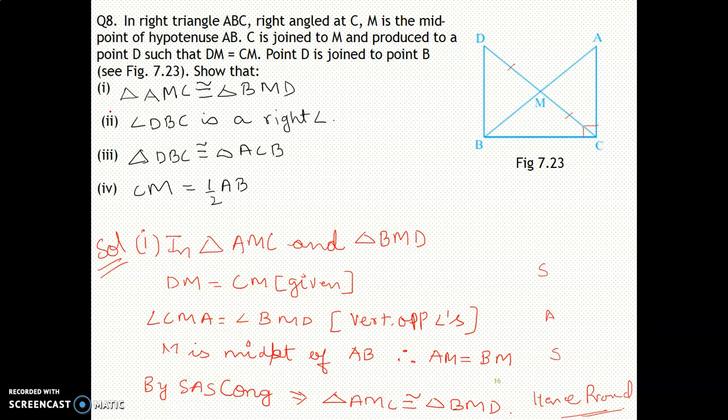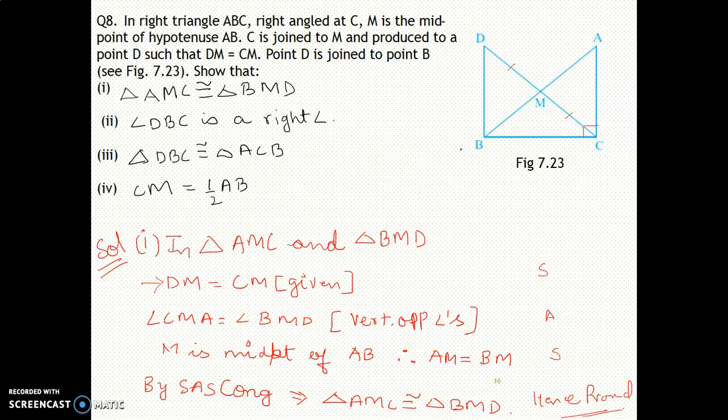Okay, so I have solved all the 4 parts separately, students, in separate slides, starting with the first part. So we have to show that triangle AMC is congruent to triangle BMD. Now see, in triangle AMC and triangle BMD, this notation is of triangle, already told. By this time you should be thorough with this. In triangle AMC and triangle BMD, DM is equal to CM, given. It is already given to us.